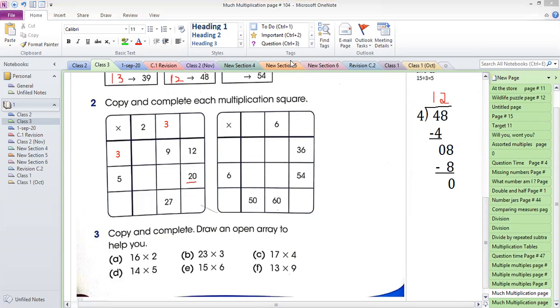Yes, guys? 3 multiplied by 4 equals 12. So 3 multiplied by 4, the answer is 4. So you can write here 4. Okay. Now you can write here 4.